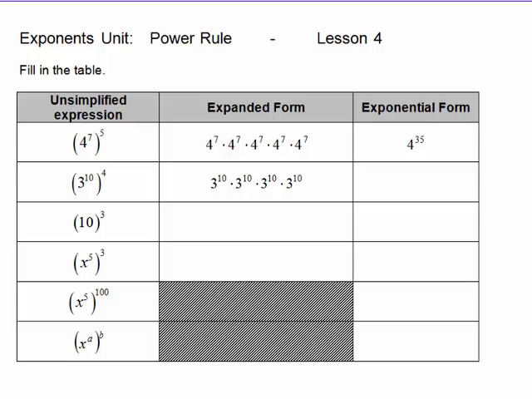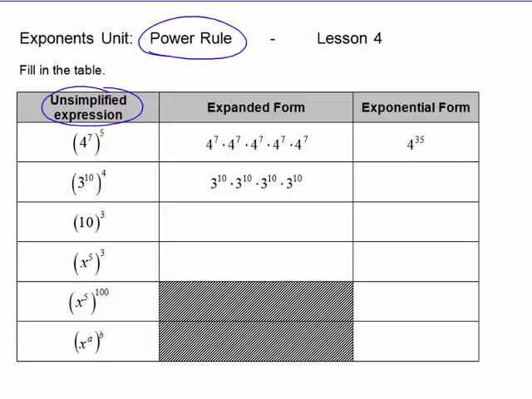Here's lesson 4 in the exponents unit. Today we're going to discover what the power rule is. So again, like we've done in the past, I'd like you to make sense of certain unsimplified expressions by filling in the table, and you're going to discover a rule, the power rule, by the end of it.